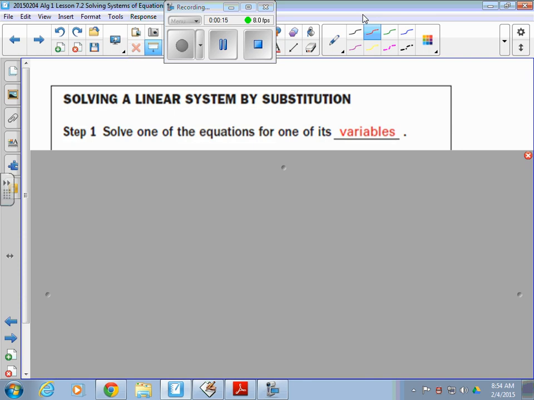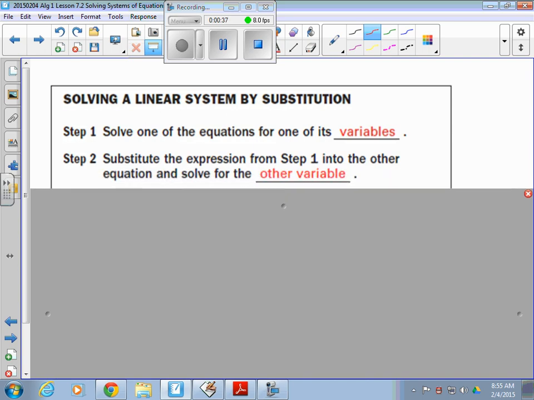First thing you want to do is solve one of the equations for one of its variables. Another way to say that is to isolate one variable, just like we did on the bell work, where it says solve for y. You don't have to solve for y every time. Isolate the easier one, whatever one's easier out of x and y.